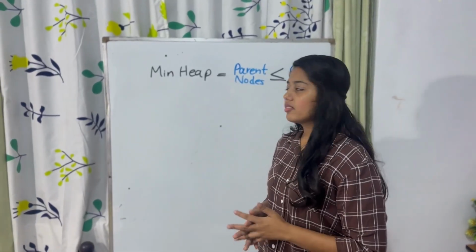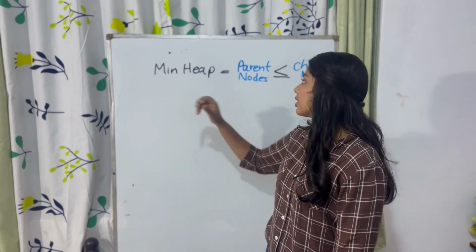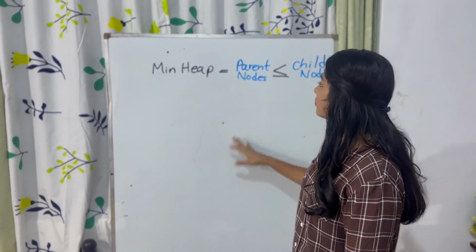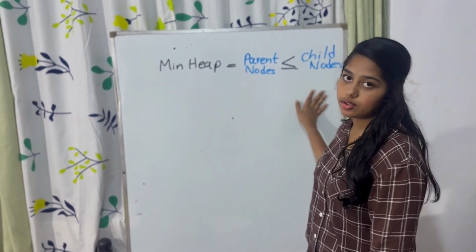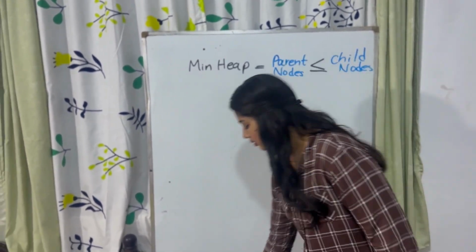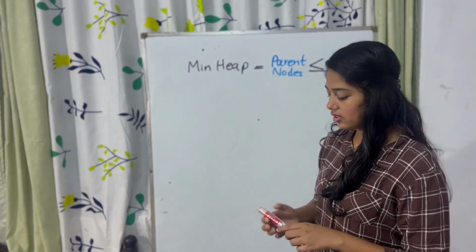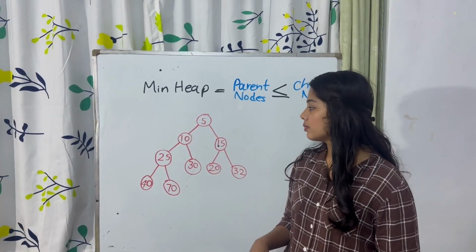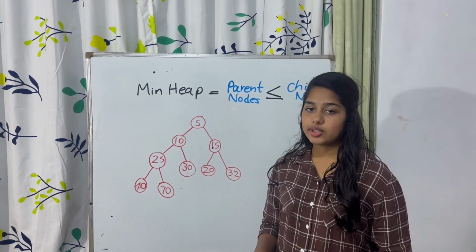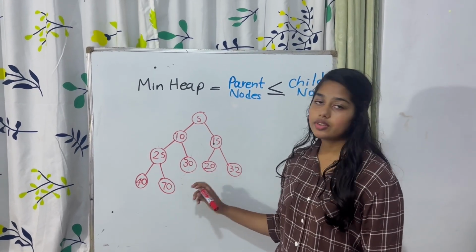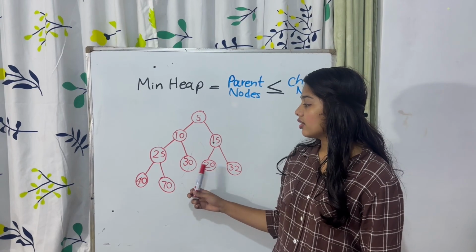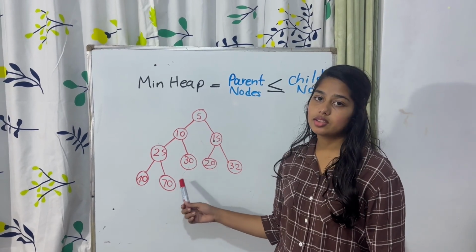So this is our second type, min heap. In the min heap, the parent node is always lower than child nodes. Let's see the example. As you can see, every parent node is lower than the relevant child nodes.